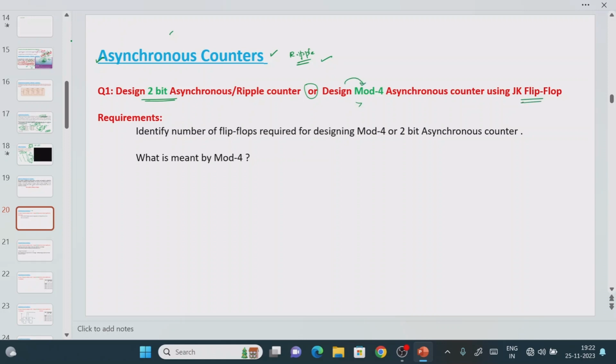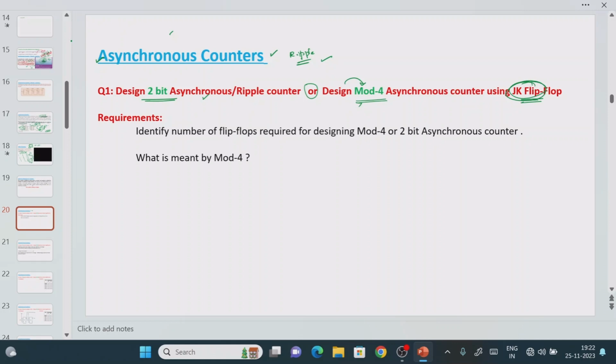By using which flip-flop do we need to design? We need to design by using the JK flip-flop. Right, from an exam point of view, they will ask us to design a 2-bit asynchronous counter using JK flip-flop, or they will ask us to design a mod 4 asynchronous counter using the JK flip-flop.